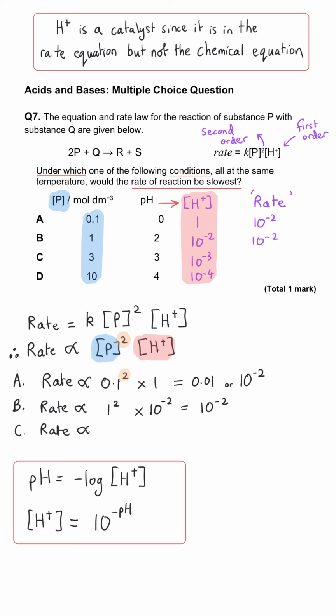For C, we've got 3 squared multiplied by 10 to the minus 3. And this gets us 9 times 10 to the minus 3. And for D, we've got 10 squared multiplied by 10 to the minus 4. And that comes out at 10 to the minus 2. And so since the product of 3 of these is the same number, 10 to the minus 2, C is the odd one out. Its number is smaller, 9 times 10 to the minus 3. That means that this is the smallest rate, and so C is the correct answer. It would be the slowest reaction.